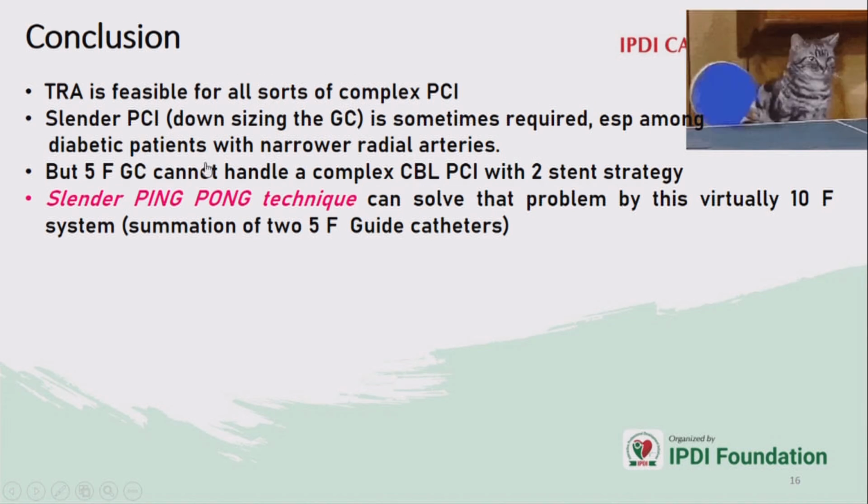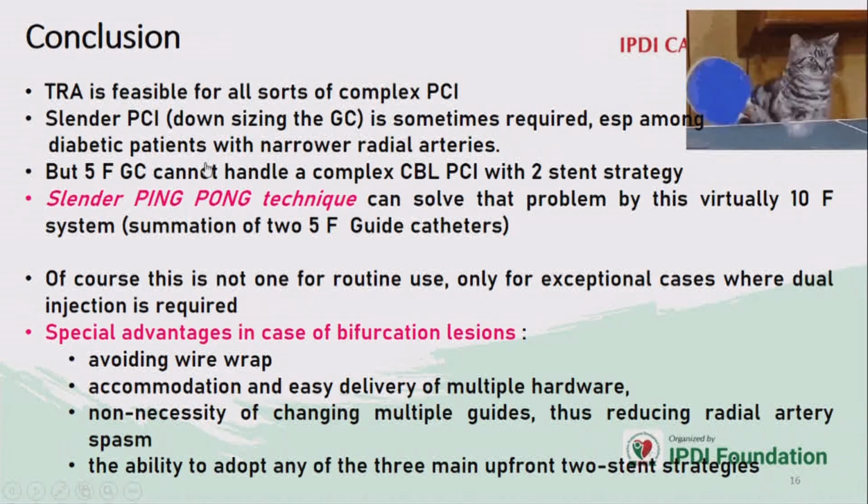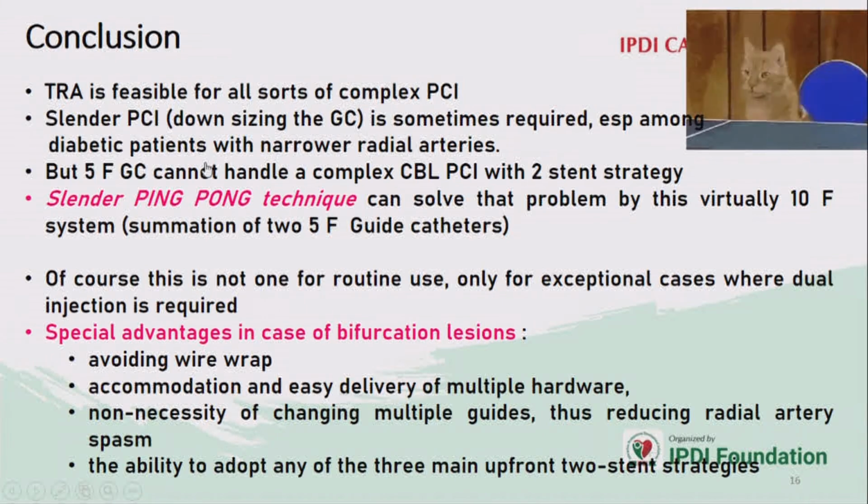But this is not to advocate that everybody should have bi-radial access in such a case. We adopted this because we already had bi-radial access present for the dual injection of the CTO of the LAD. So this is not advocated for routine use, but in such exceptional cases. And there are advantages in case of bifurcation lesion. For example, you can avoid wire wrap. There's accommodation and easy delivery of multiple hardware because it's a virtual 10 French system when you think about it. And there is no necessity for changing multiple guides, thus reducing radial artery spasm also. And of course, the ability to adopt any of the 3 main upfront 2-stent strategies.